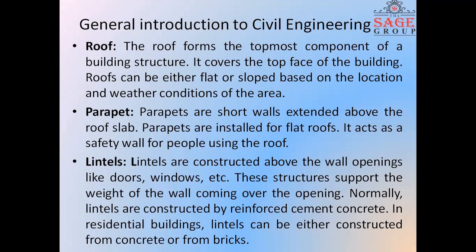The parapets are short walls extended above the roof slab. The parapets are installed for flat roofs. They act as a safety wall while using the roof. That is the wall which is constructed above the roof, having a height of 2 to 3 feet, for safety, so that any person using the roof will not fall down from the roof. So these walls are constructed on the top of the roof. Then the lintels are constructed above wall openings like doors and windows.